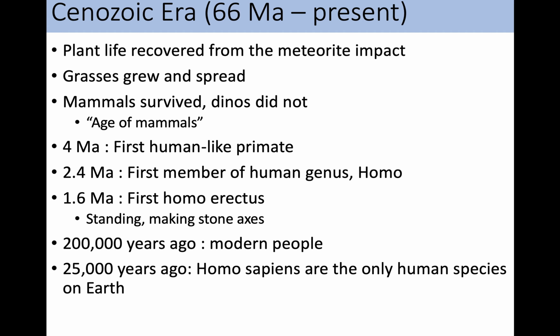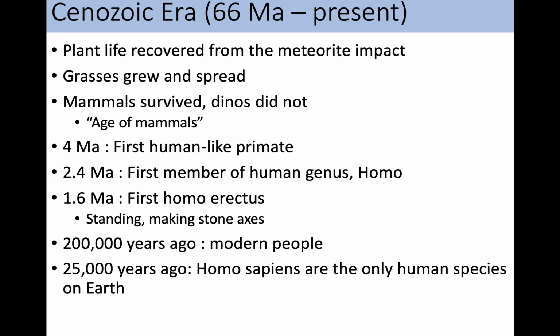After the meteorite impact, the big one in the Gulf of Mexico, plant life recovered rather quickly. Grasses really thrived. They grew and they spread. And also mammals did quite well when we began the age of mammals. The Cenozoic era is when the age of mammals began. Mammals thrived. Dinosaurs did not. Dinosaurs, of course, were extinct after that meteorite impact. We no longer have dinosaurs. But in the Cenozoic era is when mammals started to take over.